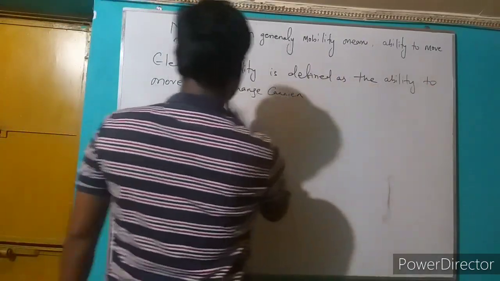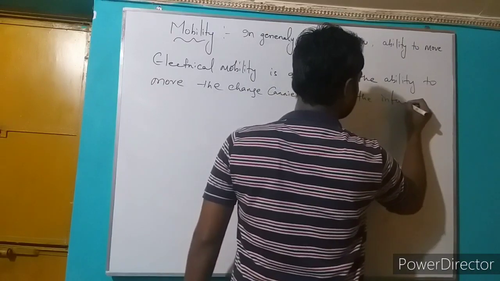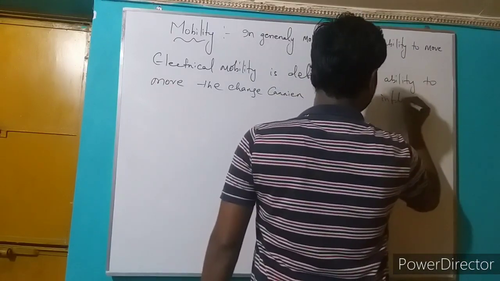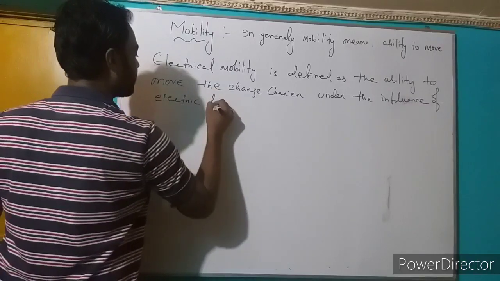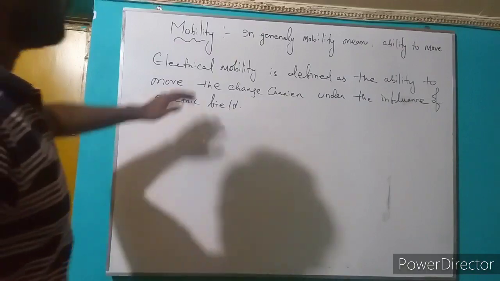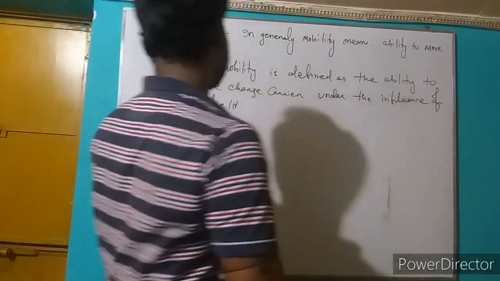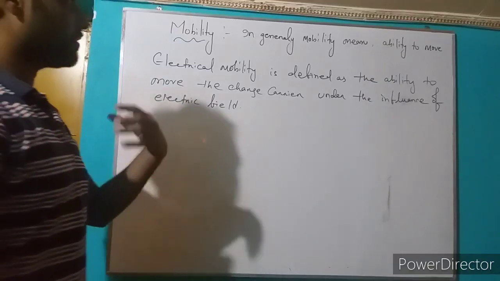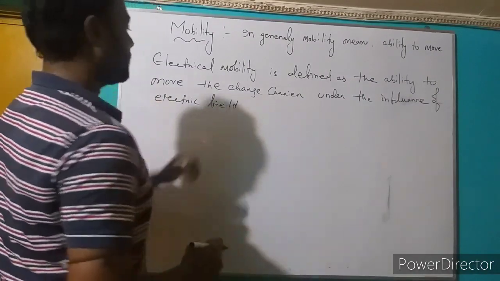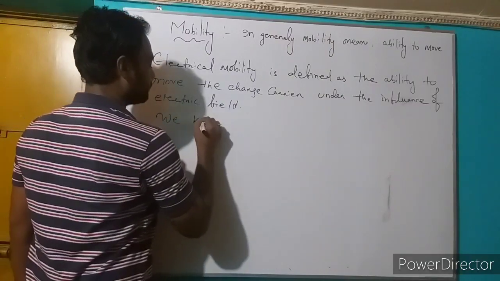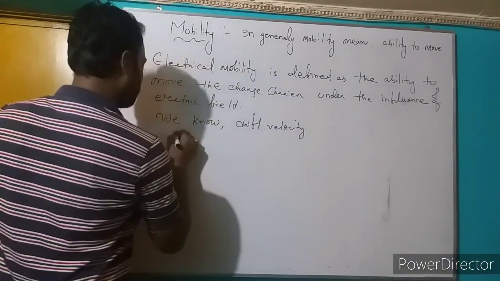Under the influence of electric field. So what is electrical mobility? Electrical mobility is defined as the ability to move the charge carrier under the influence of an electric field. Is it clear? So from the above consideration we know the drift velocity, whose formula Vd equals what?